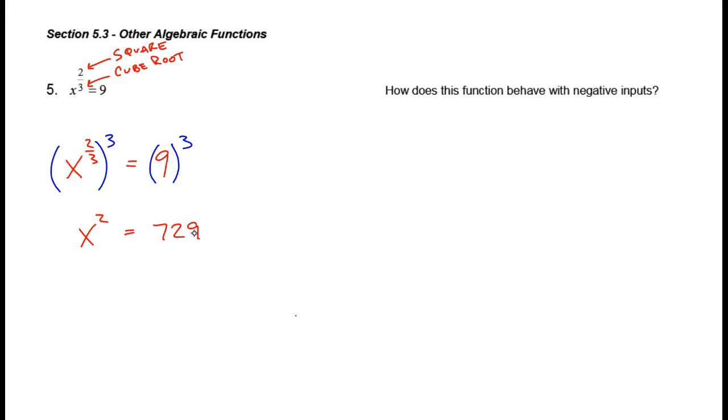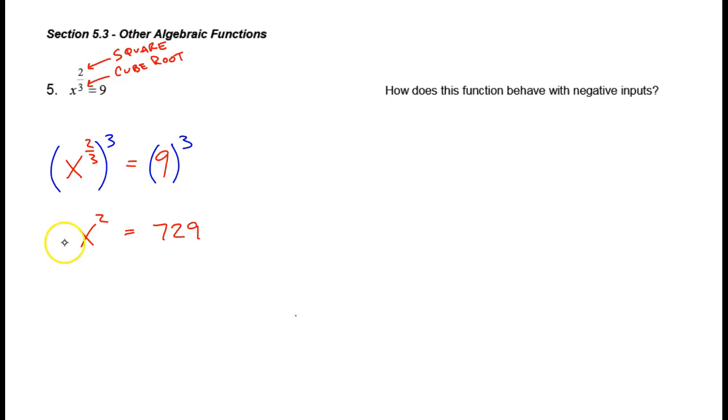There's a reason why I got rid of the 3 in the denominator first. I know that I can take a cube root of a negative number, and I know that I can cube a number and it preserves the sign. So whatever the sign of the input was, it will stay the same based on what I just did. Now comes the tricky part, and this one trips students up all the time. So we have x squared equals 729.